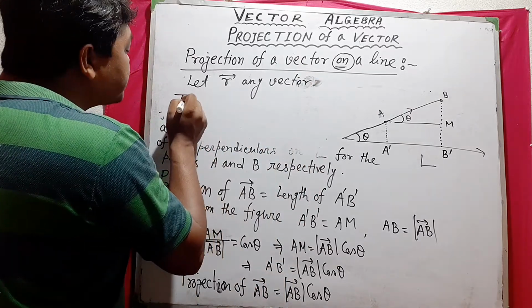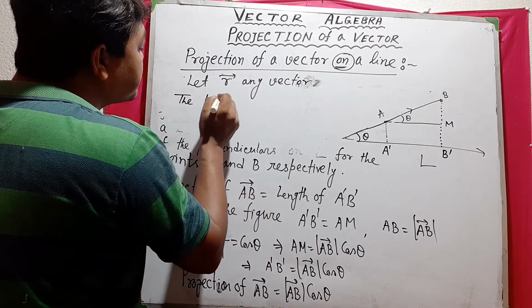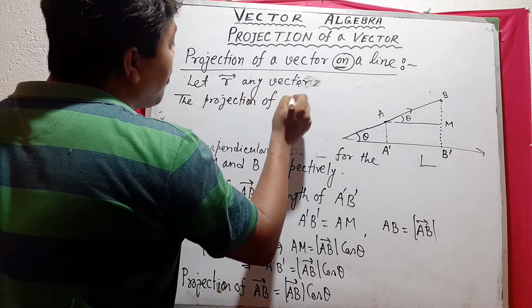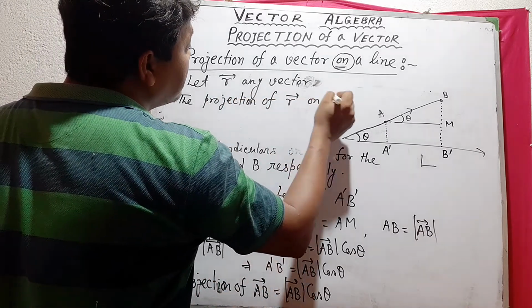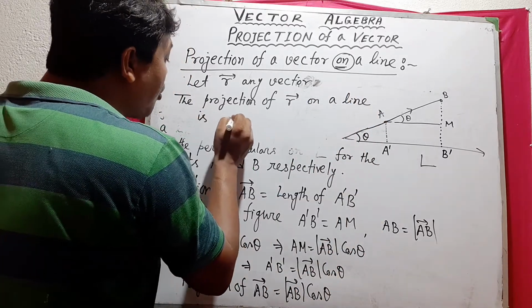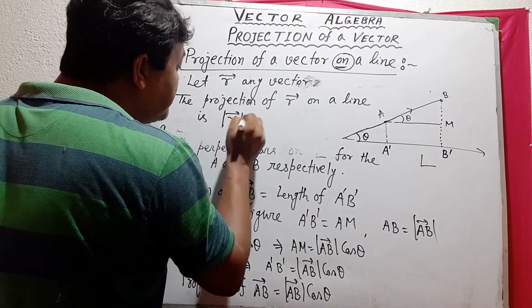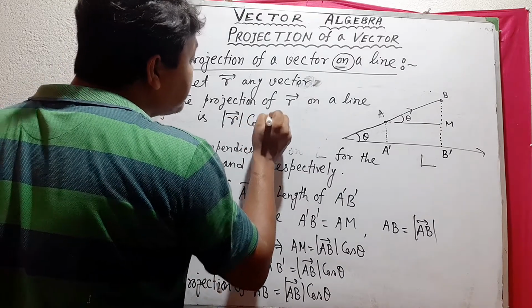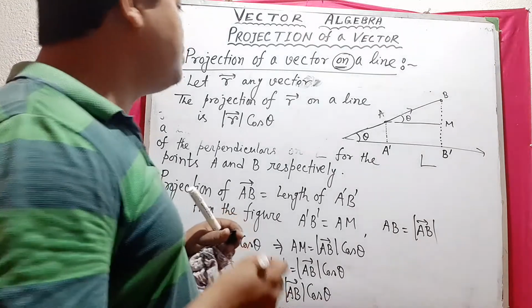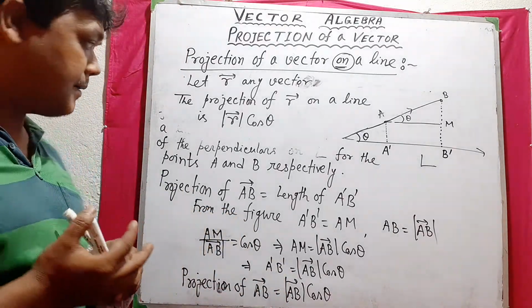So the projection of R on a line is mod of R into cosine theta. Clear? Mod of R into cosine theta.